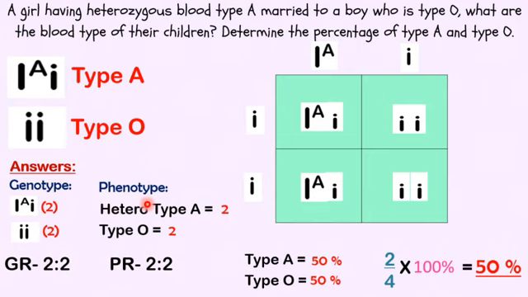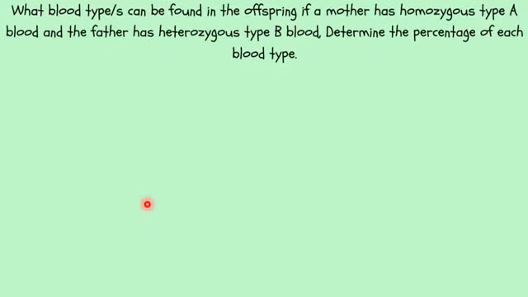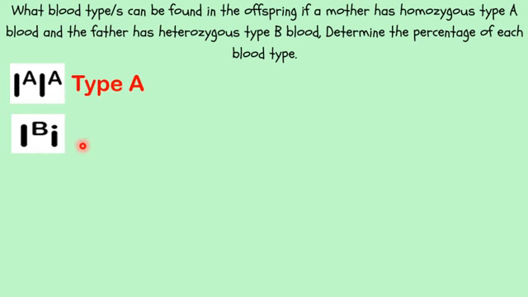Okay, let's have another problem about the ABO blood type. What blood type can be found in the offspring if a mother has homozygous type A and the father has heterozygous type B? Determine the percentage of each blood type. So the givens are IA and IA for type A, and IB and small i for type B.